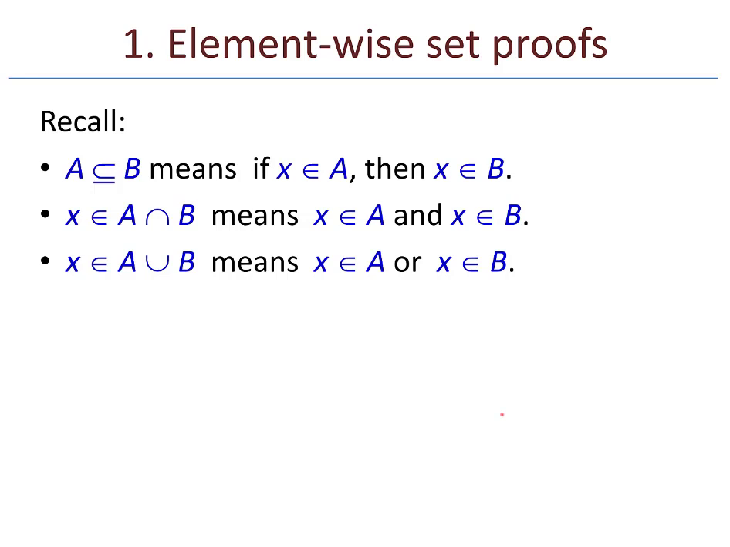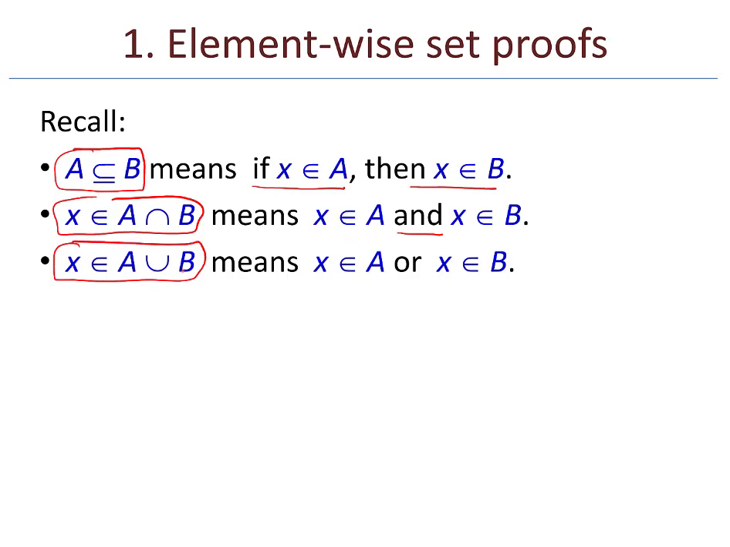What do proofs look like when sets are involved? And we'll use three main tools for our element-wise set proofs. The first is this fact that if A is contained in B, what that means is that if X is in A, then X is in B. When I have intersection, if X is in the intersection of A and B, that means that X is in A and X is in B. And if I have X in the union of A and B, that means X is in A or X is in B.